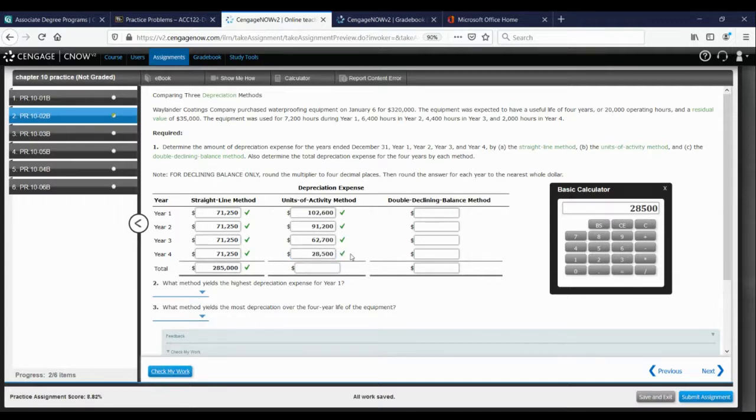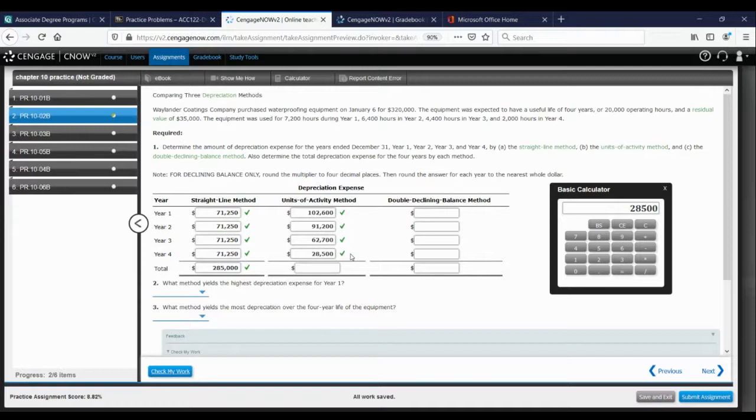Again, just like we said for the straight line method, at the end of the year, we would make an adjusting entry on December 31st that would debit depreciation expense and credit our accumulated depreciation. Depreciation expense, of course, is an expense account that will show up on our income statement. The accumulated depreciation is a contra asset account that will show up in our balance sheet underneath the asset that is depreciating.